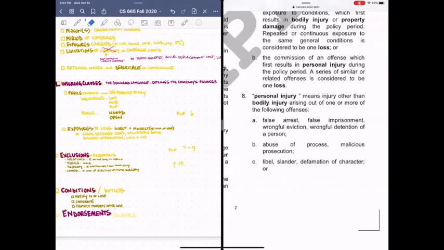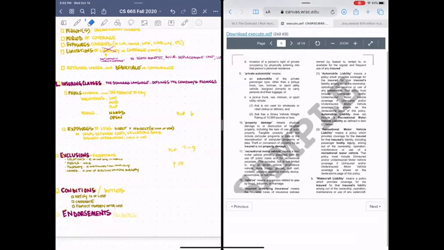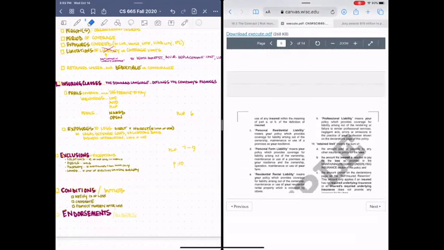Also, this term, personal injury. You're like, wait a minute, didn't we just talk about that? Isn't personal injury bodily injury? Well, no, it's not actually. Personal injury includes false arrest, false imprisonment, wrongful eviction, wrongful detention of a person, abusive process, malicious prosecution, libel, slander, defamation of character, yada, yada, yada. So a lot of definitions. We'll come back to these potentially.